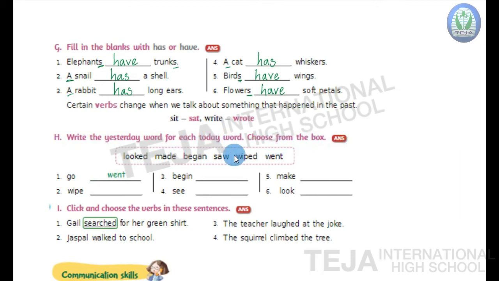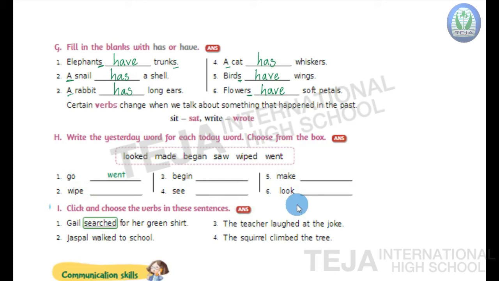Now here, bit H, children, write the yesterday word for each today word. Choose from the box. So today word is the present tense, yesterday word is the past tense. The past tense words are given here in the box. You have to write these past tenses for the present tenses. The words in the box are looked, made, began, saw, wiped, went. And here the present tense words are go, wipe, begin, see, make, look.